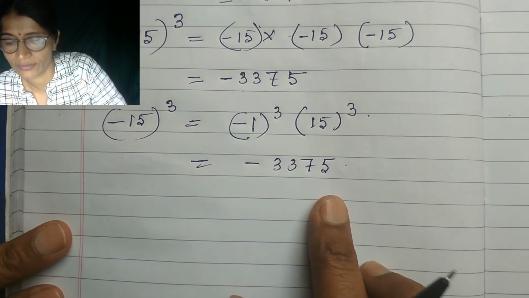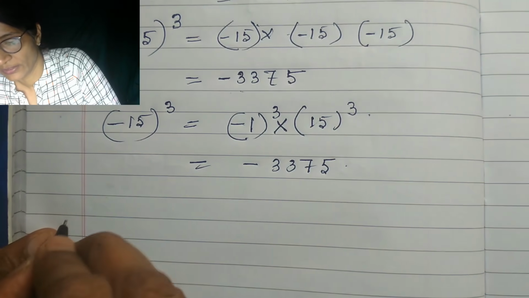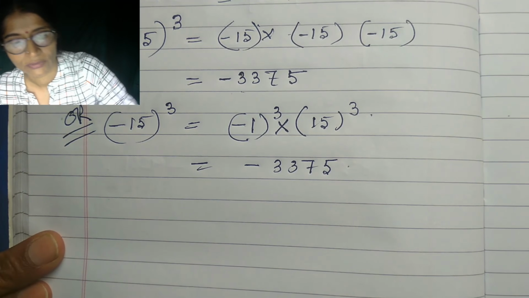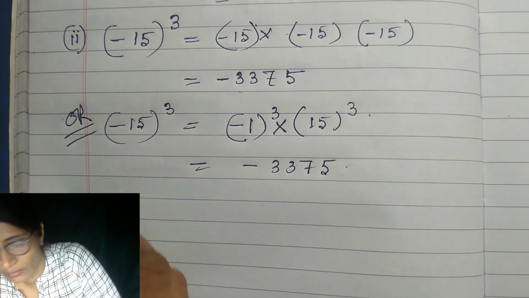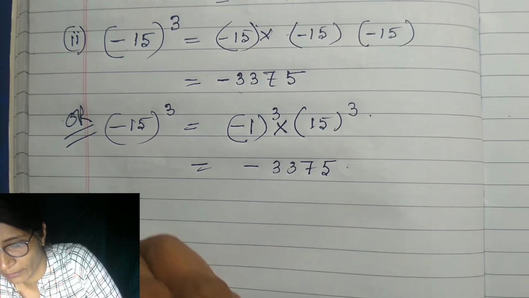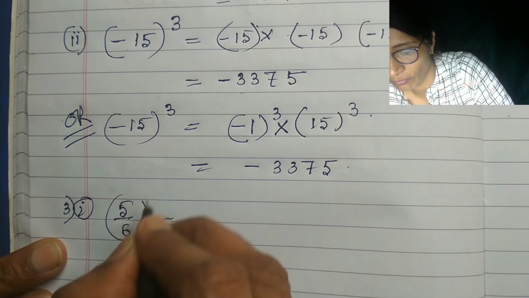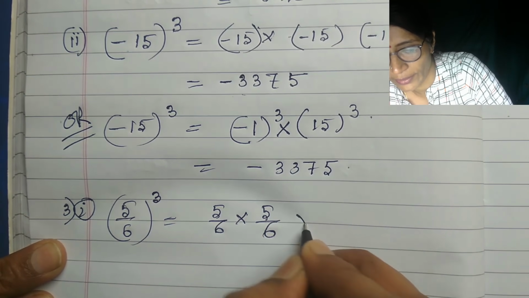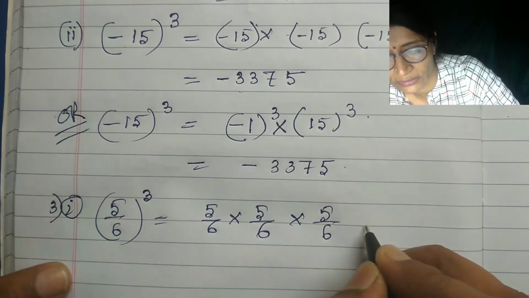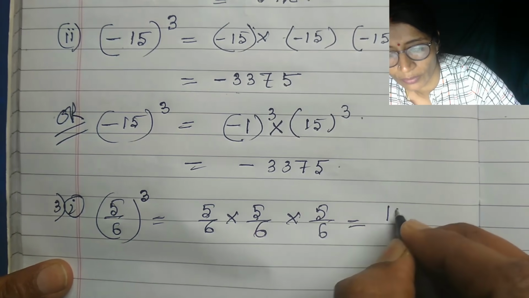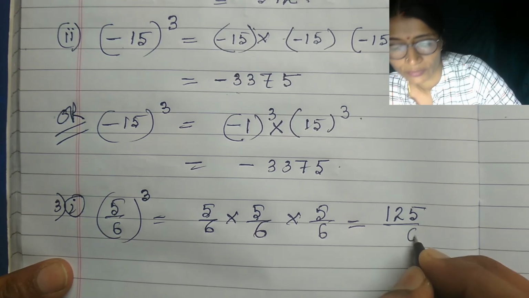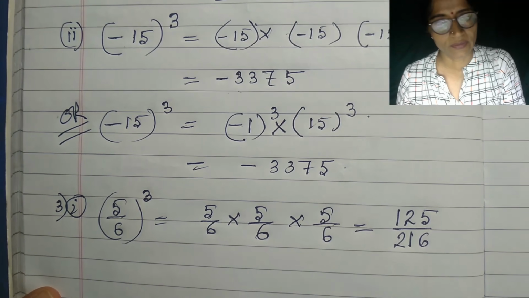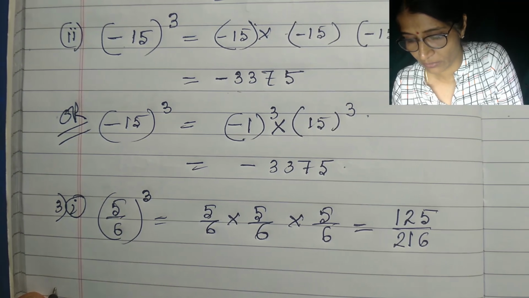The same sum you can write in this way also. Then next sum, I'll take any fraction. The third one is 5 divided by 6. So the whole cube of 5 divided by 6, that is 5 by 6 into 5 by 6 into 5 divided by 6, that is equal to 125 over 216.